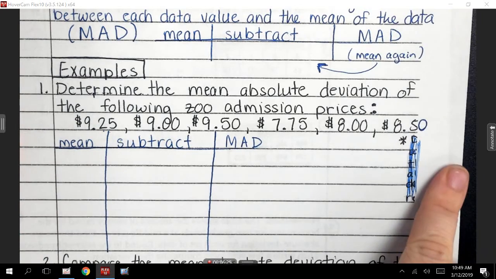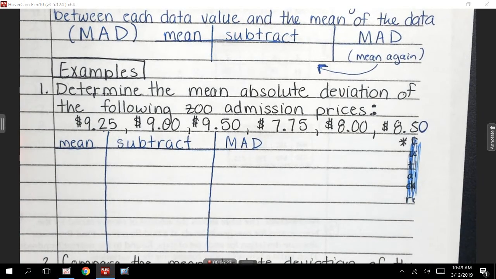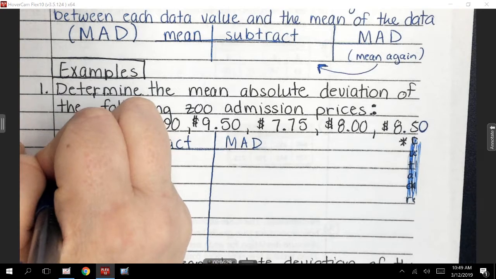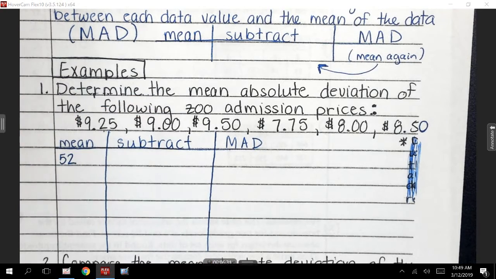When I add them up, what do I get, Hunter? 52. All right? And then divide it by however many numbers you have.